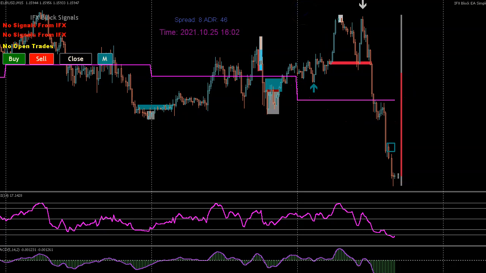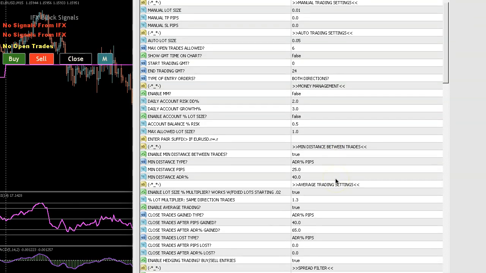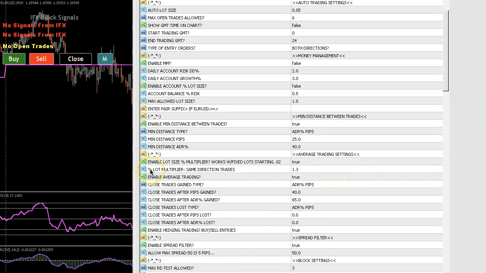And then we're going to go over examples using this later on. But that's pretty much it with the lot sizing, the enable lot size percentage multiplier. You can keep it to false if you don't want it to do that. You can actually have multiple trades going in the same direction, but it's not going to multiply your lot sizing.